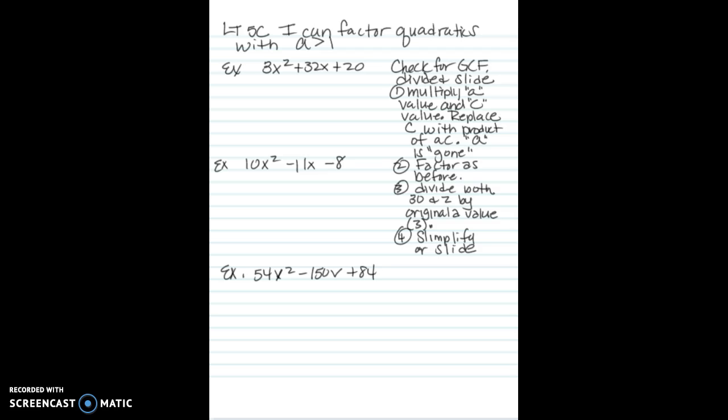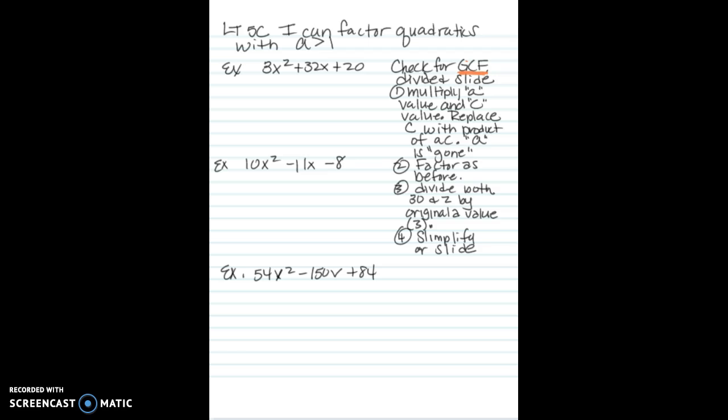Okay, Unit 2, Learning Target 5c. I can factor quadratics with a greater than 1. Our first example is 3x squared plus 32x plus 20, and we want to make sure that we check for a GCF. Very, very important that we check for a GCF.